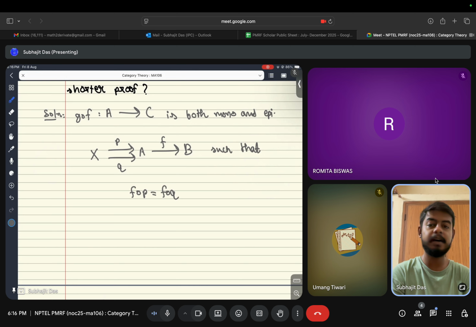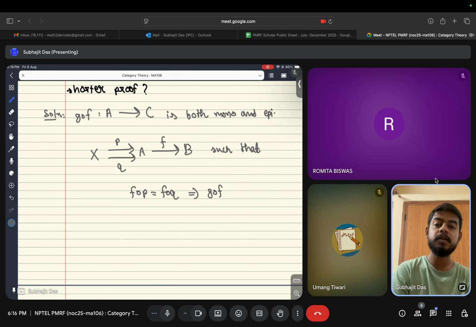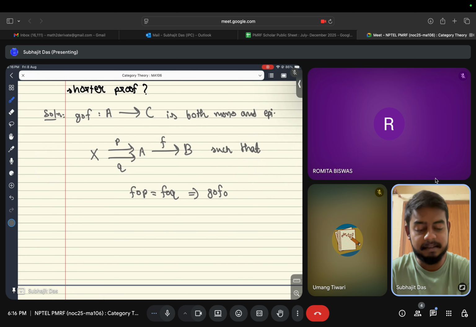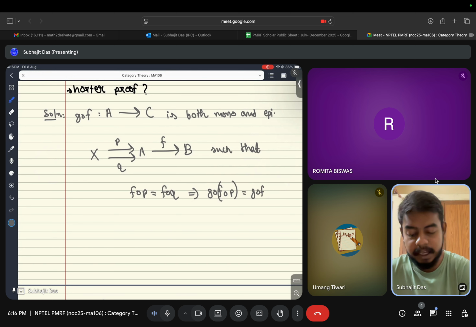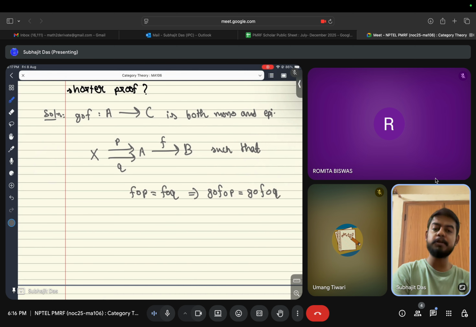I can just compose with G on both sides. So this implies, since composition is a map, so it's well defined, which means that this will agree. So G composed F composed P. Since composition is associative, there is no need to bracket compositions. It's understood. So G composed F composed P is G composed F composed Q.